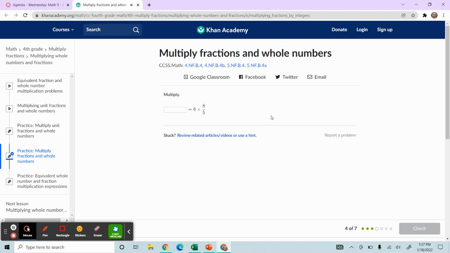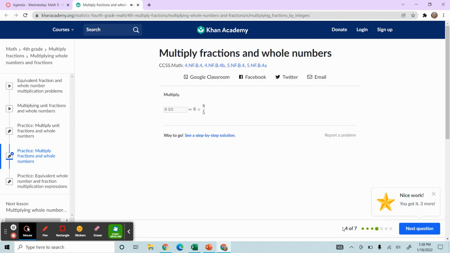Now, let's go ahead and make this one into a mixed number. And again, I would expect you guys to be working this out on whiteboards. 6 times 8 is 48. 1 times 5 is 5. So I have 48 over 5, which is going to end up being 9 3/5. So here's how we would type that in. We would type 9 space 3 slash 5. So that is the same as saying 9 3/5. Check my answer. I'm correct.